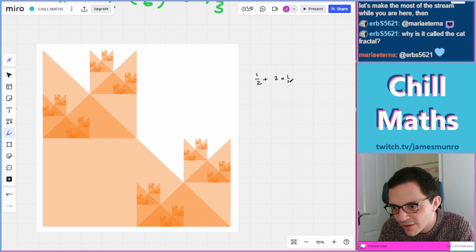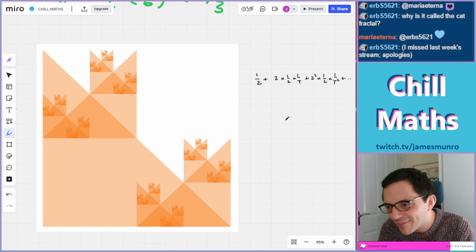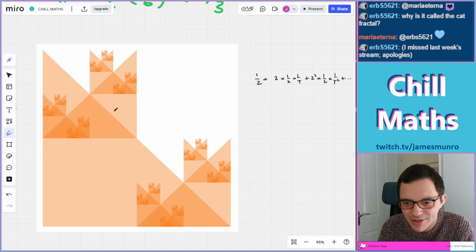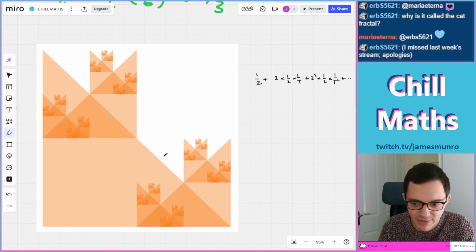2 times 1/2 times a quarter plus 2 squared times a half times 1/4 squared. I think I may have done that geometric sum wrong. We're going to have another go. The first one is size 1/2. The next one down is not 1/4, it is 1/8, but there are 2 of them. So the sum of the first 2 terms is 3/4, because if you spun that triangle around, it would be 3/4.